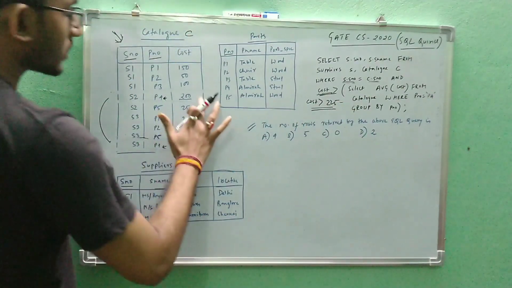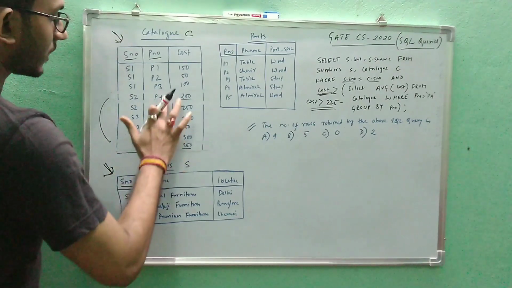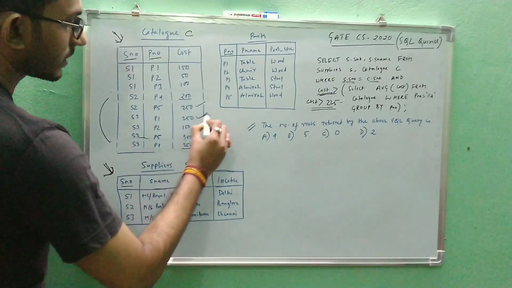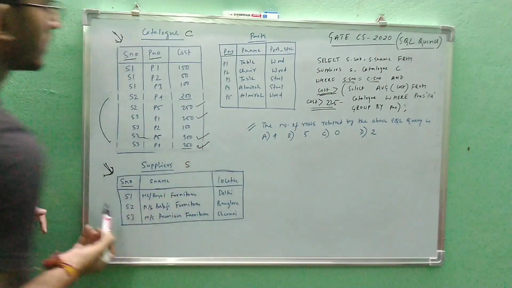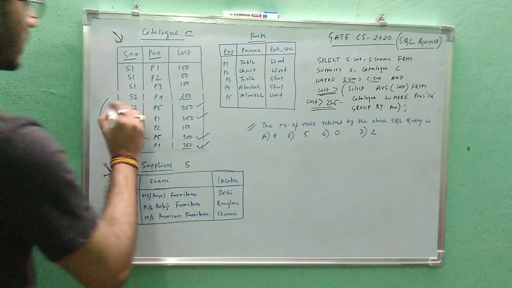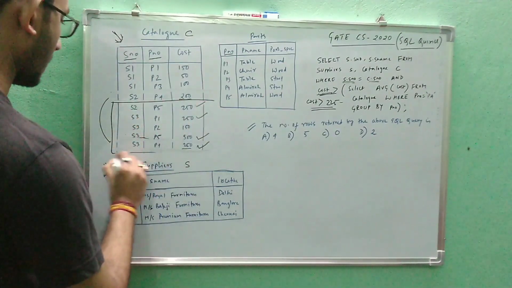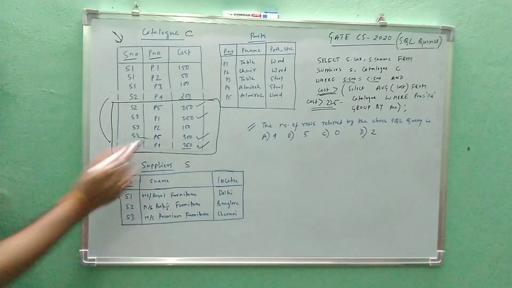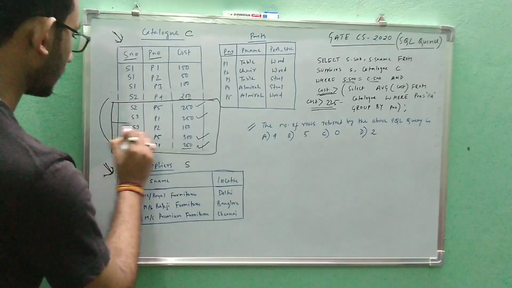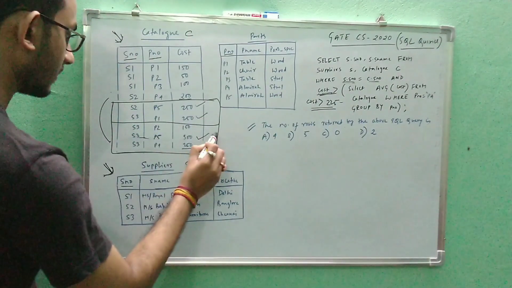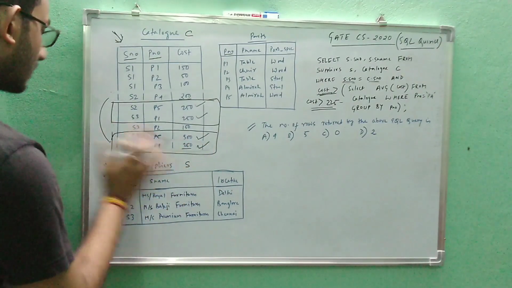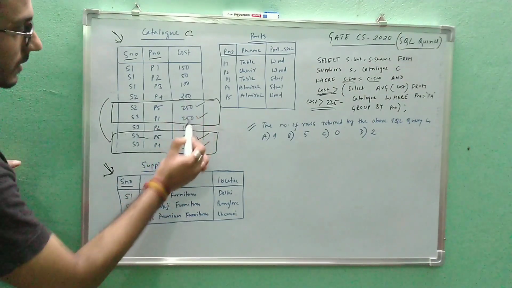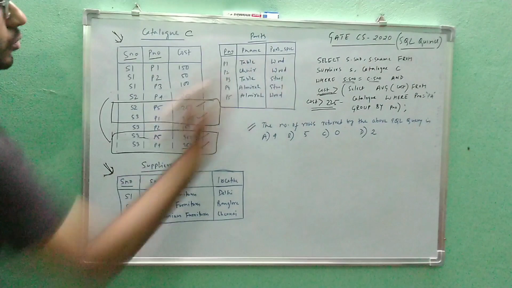So see, wherever cost is greater than 225, we are going to tick it. Cost is not greater than 225. This is greater, 225. This is greater. This is greater. This is greater. So we will concentrate only on these rows. Correct? Only these are the only four rows, where cost is greater than 225.